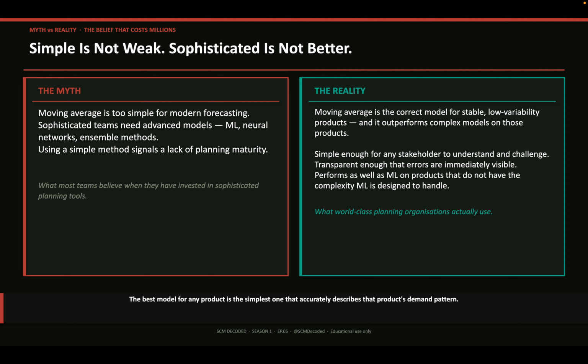The dangerous version of this myth is when teams apply machine learning to stable, slow moving products. The result is a sophisticated model that is confidently wrong in ways that are much harder to diagnose. The error is buried inside a black box instead of sitting transparently in a three number average. So it's like using a rocket to cross a road. Applying complexity to simplicity does not produce better forecasts. It produces forecasts that are harder to question and slower to correct.